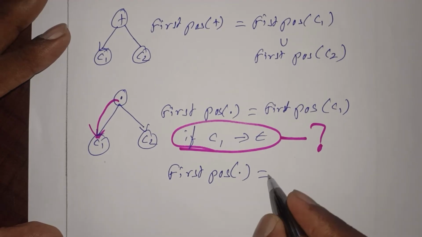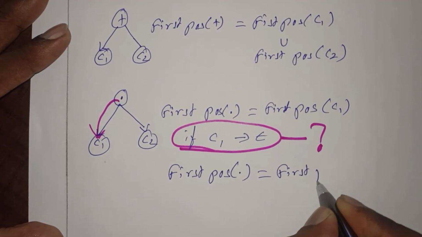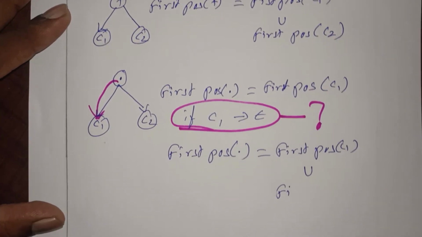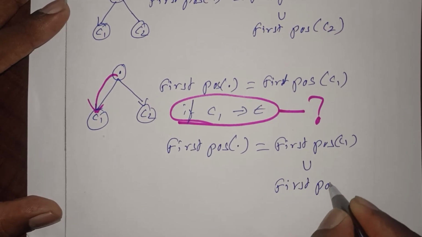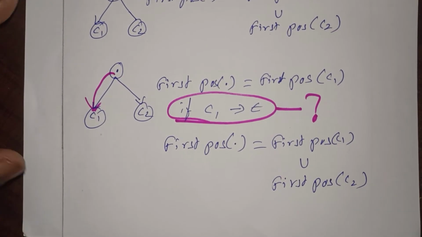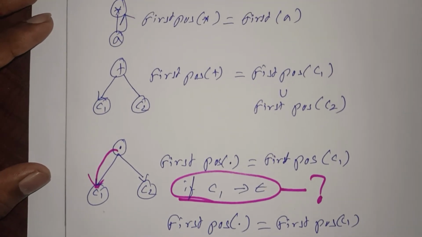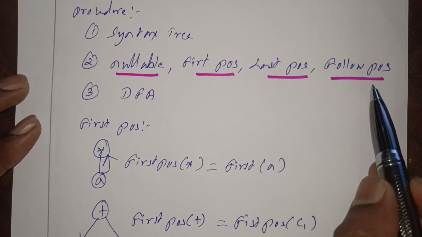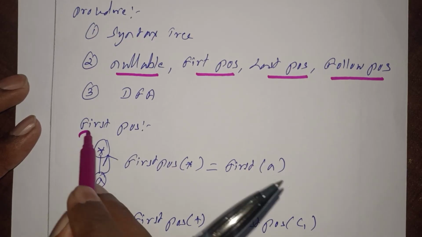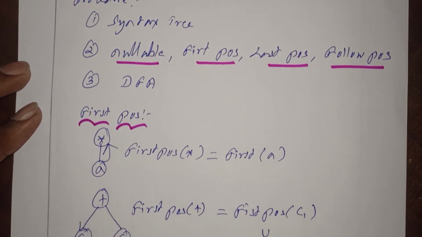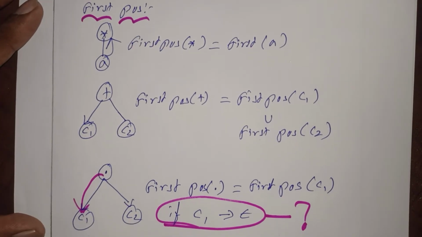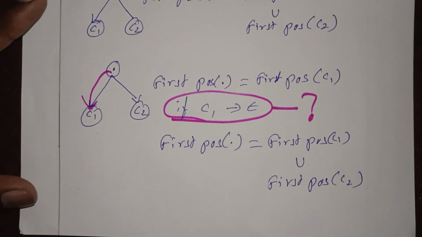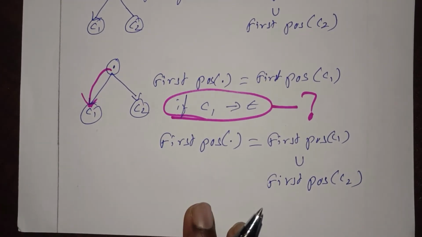If C1 is null, then first position of C1 union first position of C2. This is how it works, right? So let me give you the same process. This is for first position. We need to look for last position and follow position 2. So there is a procedure, and it is to be followed for first and last. If you understand the procedure for finding this first position, then it is very simple for you to derive any kind of regular expression given.